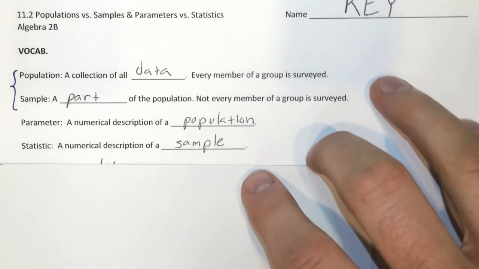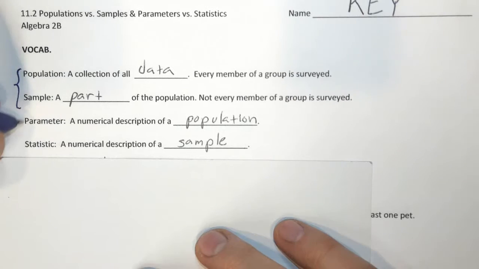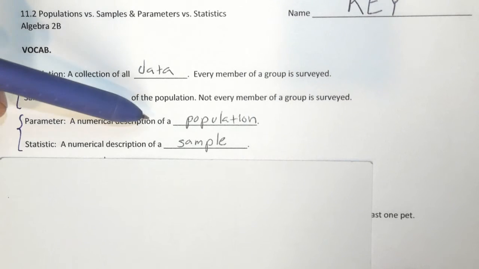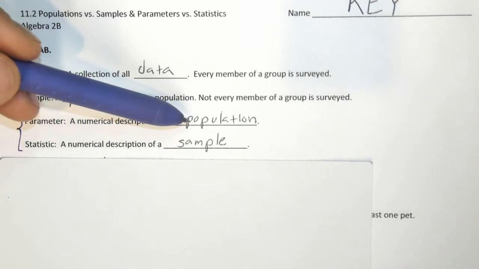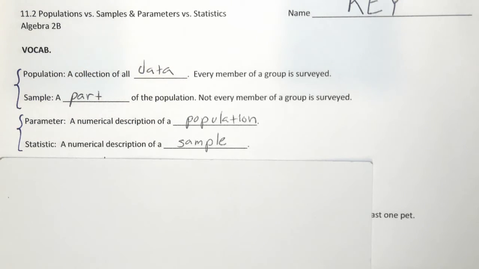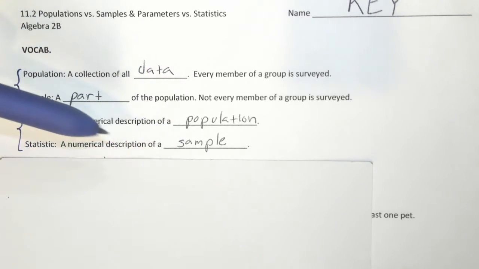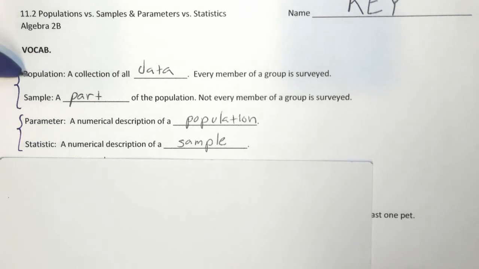Our second set that we're going to be looking at is parameter and statistic. A parameter is a numerical description of a population. Once again, remember, every member for a population. A statistic is a numerical description for a sample. And once again, a sample is a part of a population. So once again, these are related in the same kinds of ways.